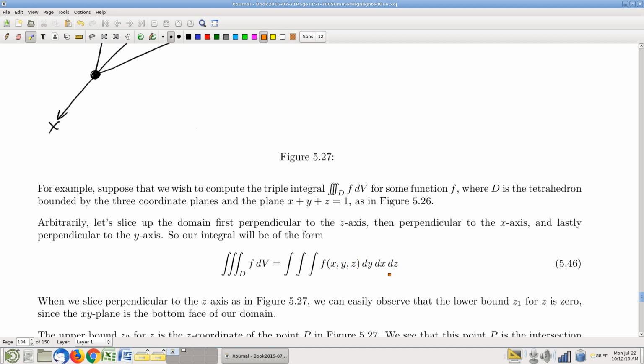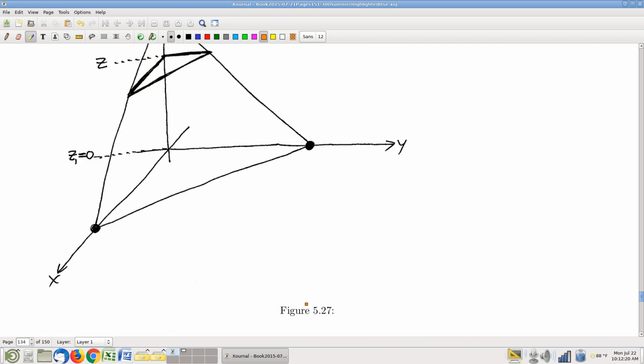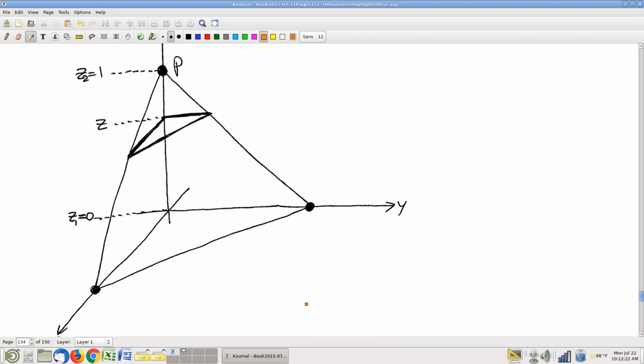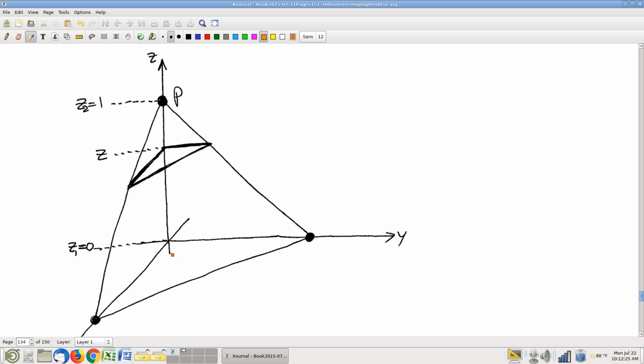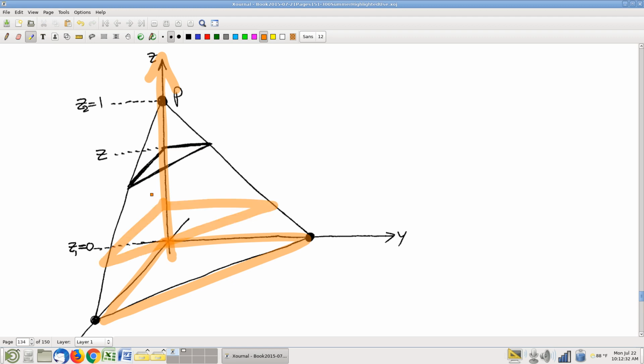Arbitrarily, let's do our z slices first. So we need to figure out the z bounds. Just like with double integrals, the z bounds are going to come from looking at our picture and thinking about the range of values of z as I slice perpendicular to the z-axis. I get a bunch of slices that look kind of like this. Everybody see me slicing there perpendicular to the z-axis?